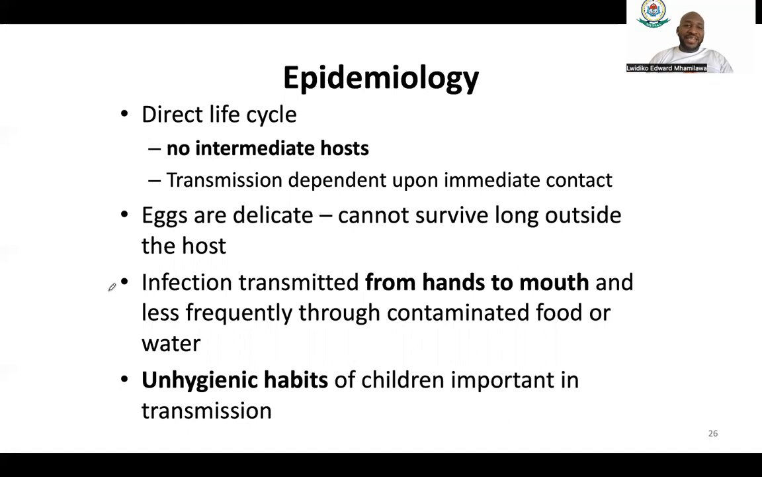If you remember, this one has a direct life cycle and does not have an intermediate host. Now remember the first one we discussed today was the one that has humans, amphibians, and crustaceans. This is Spargana, and the dogs and sheep or rabbits are for the coenurosis, but for Hymenolepis, there is no intermediate host. The transmission is dependent on immediate contact, and the eggs are very delicate, and they don't survive long outside without a host. This is why it's also of minor importance.